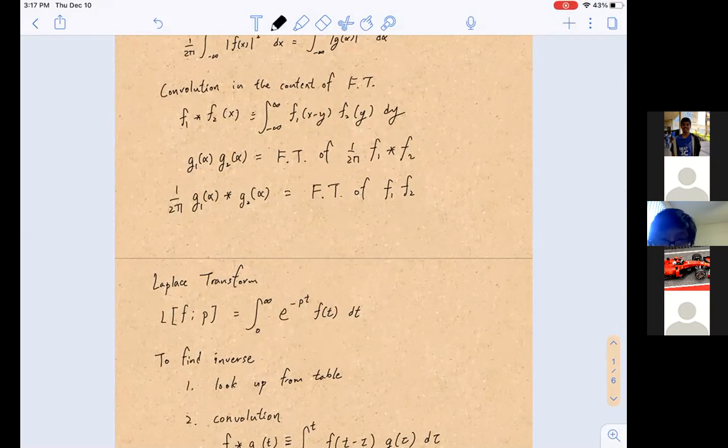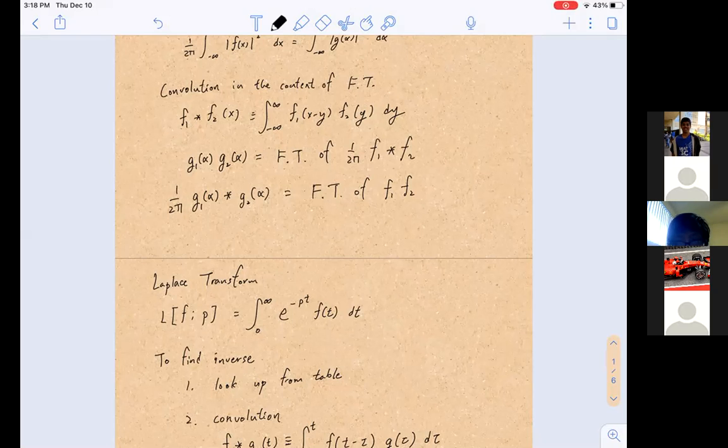This is the annoying thing about the convolution of Fourier transform. You have this factor. Oh, sorry, 1/2 pi. I was talking about the one below, where g star g is equal to the Fourier transform of f and f. There's no 1/2 pi.